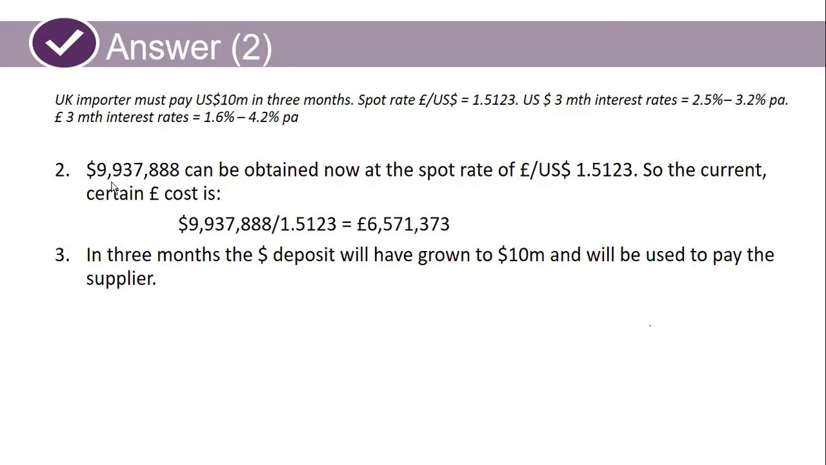So you need this many dollars. You go to the market and you convert it, and again, you have the rate they have given you. So you need to have 6.567 million pounds in your hand. If you have this many pounds in your hand, you can put it into the bank, and this 9937 will become 10 million.